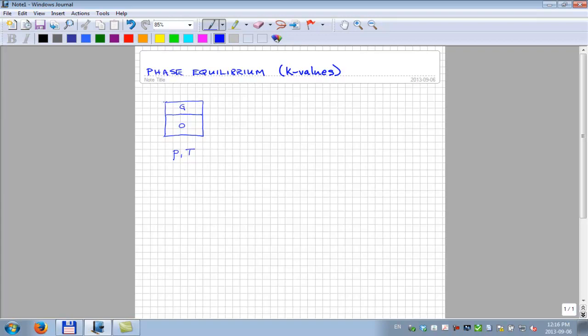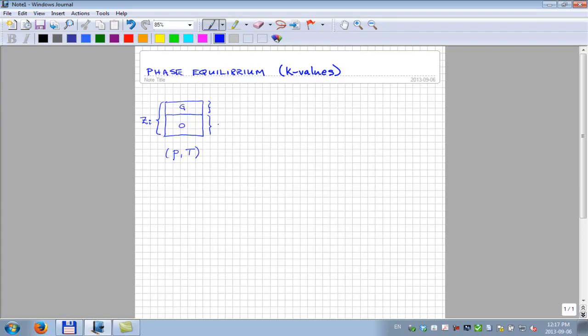In addition to having the known pressure and temperature, we're going to assume that we also know the overall mixture composition at that point, the molar amount of methane, ethane, and CO2 and so forth. That composition is known, as well as the pressure and temperature. And then the question is how much oil, how much gas in terms of moles, mass, and volume exist.